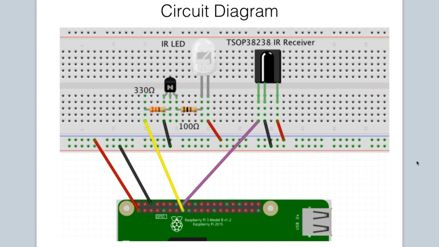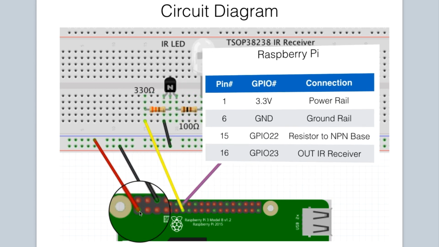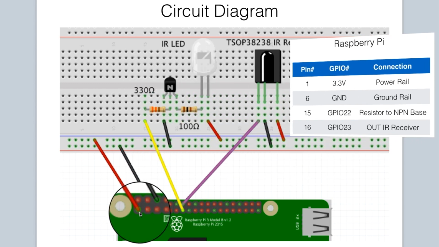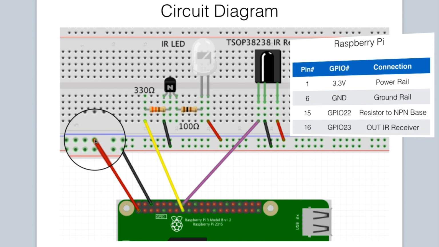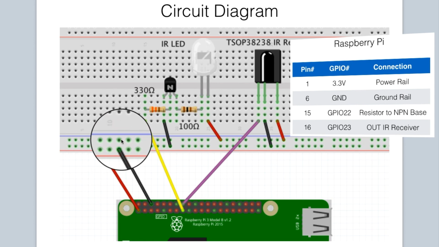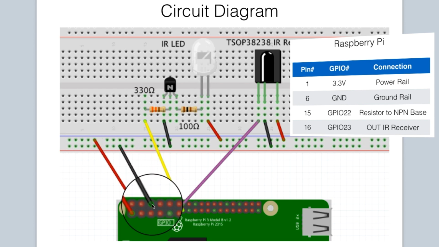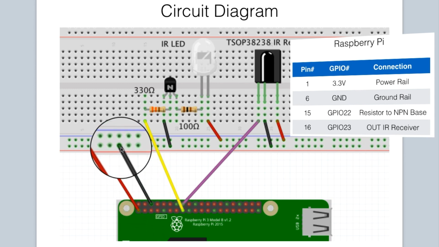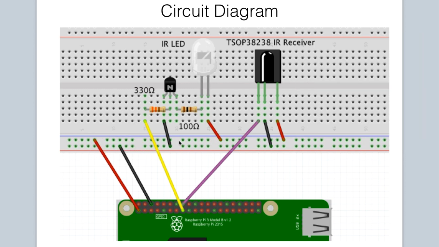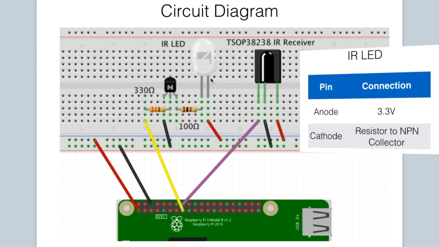First, we're going to review the circuit diagram. First, we will connect pin 1, or the 3.3 volt pin on our Raspberry Pi, to the positive rail on the breadboard. And we'll also connect pin 6, or ground, from the Raspberry Pi to the negative rail. In that way, we can run several other connections off of these main power rails. Let's first take a look at the infrared LED.